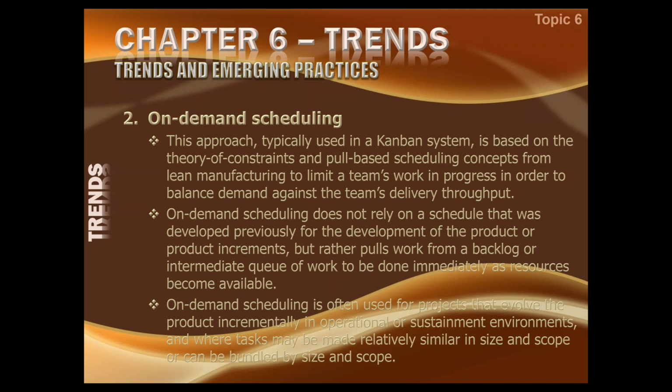So you limit a team's work in progress in order to balance demand against the team's delivery throughput. If you can strike that effective value, then probably your throughput of the team delivery could be increased. That is called team velocity. You can have a better team velocity. You can more efficiently be working if you can limit the work in progress. On-demand scheduling does not rely on a schedule that was developed previously for the development of the product or product increments, but rather pulls work from a backlog.